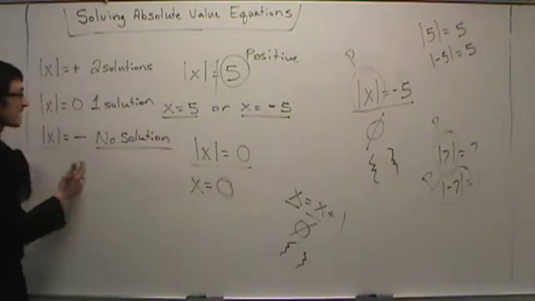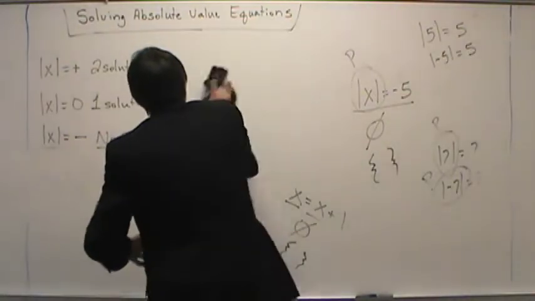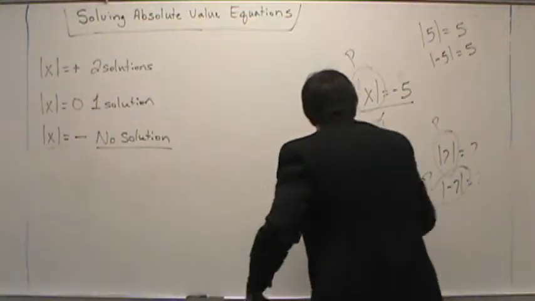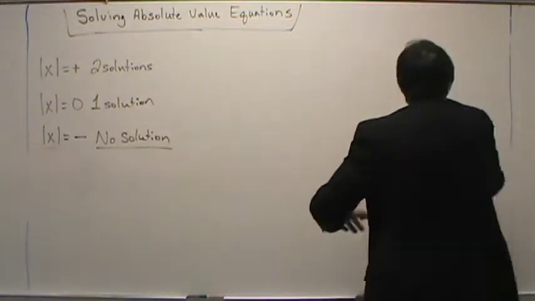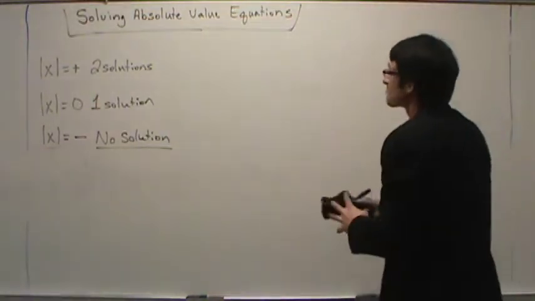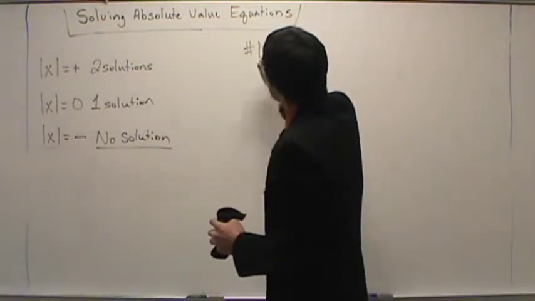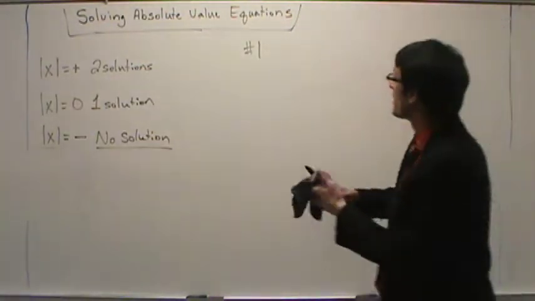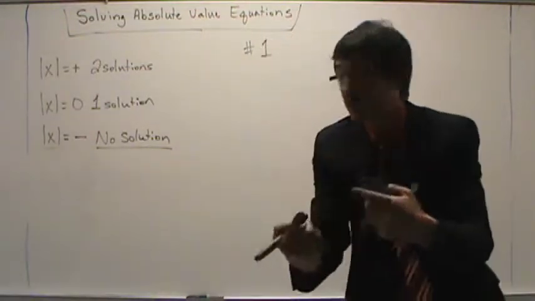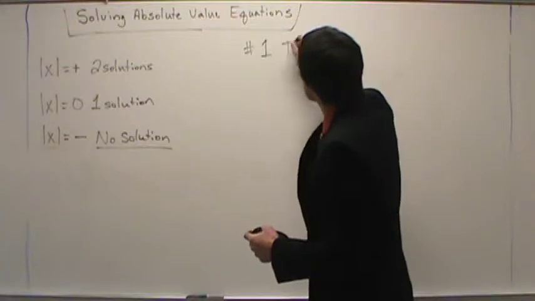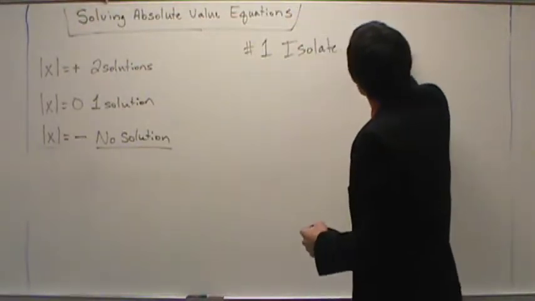Okay, so absolute value of x. All right, now let's look at some problems. Before we get into these, these problems are a little more complicated than what we did yesterday. Let's write this. Number one, most important thing, and the first thing you have to do when dealing with an absolute value equation is isolate the absolute value.